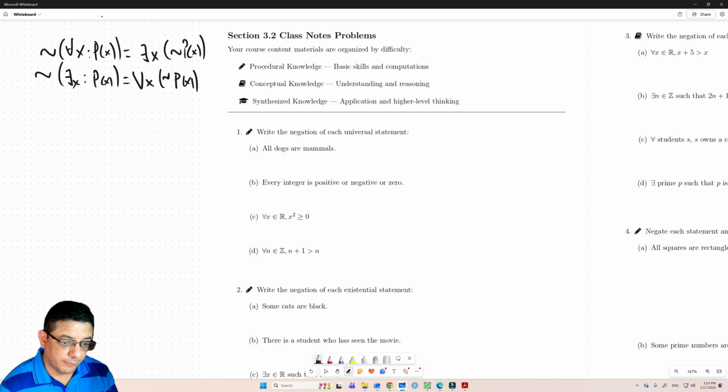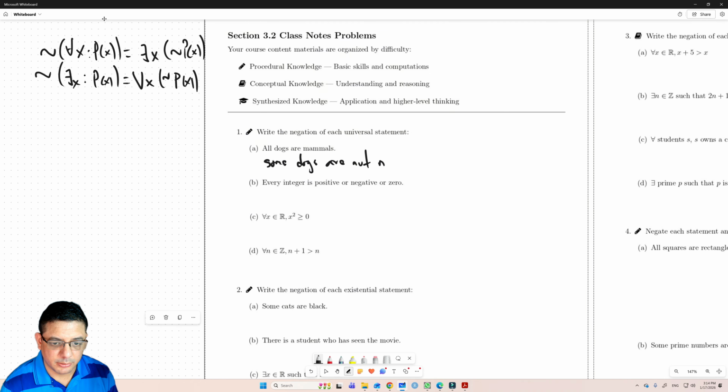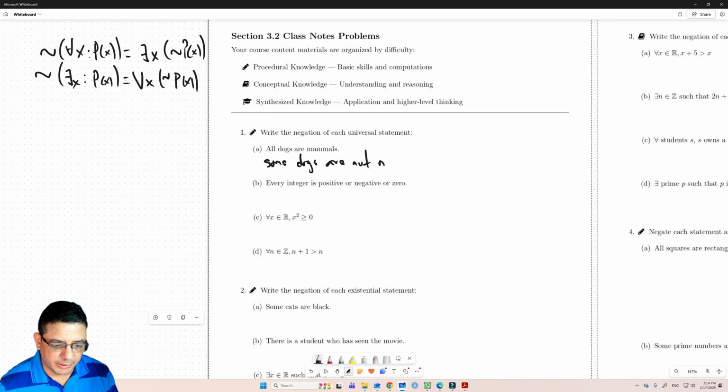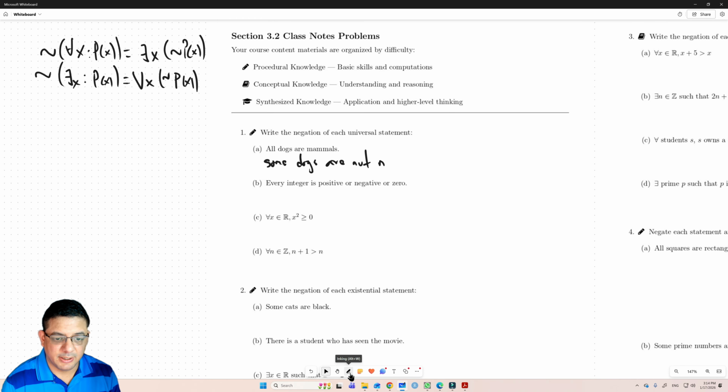For the first, we have all the dogs are mammals. So we're going to get some dogs are not mammals. An equivalent way would be saying there exists a dog that is not a mammal as well.